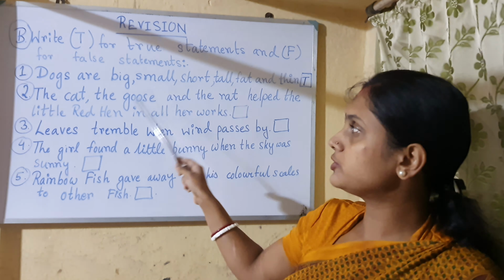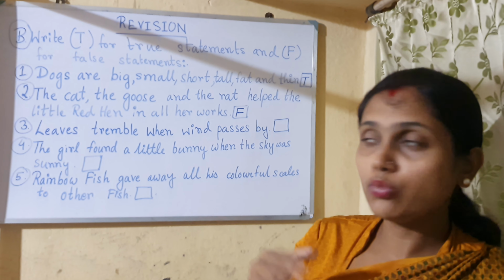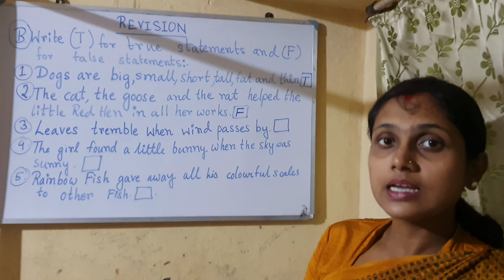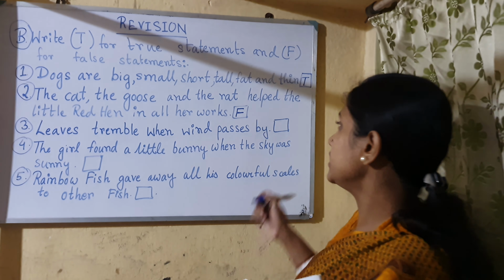Okay. Then number 3. Leaves tremble when wind passes by. You know that when wind is passing, the leaves are trembling, they are moving. So it is correct. Yes. So it is true.